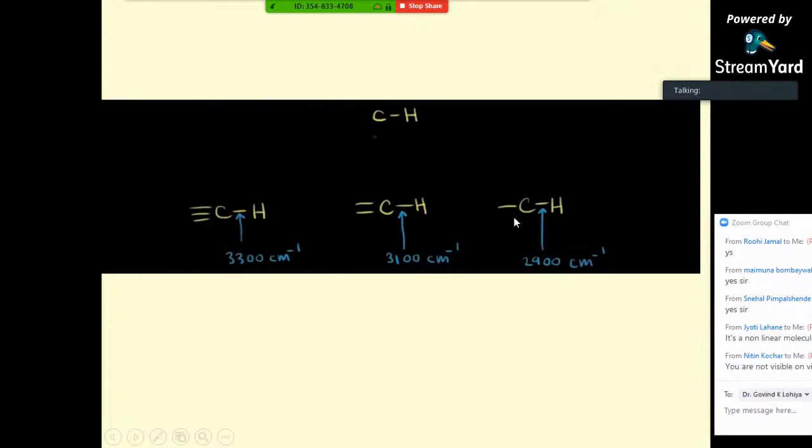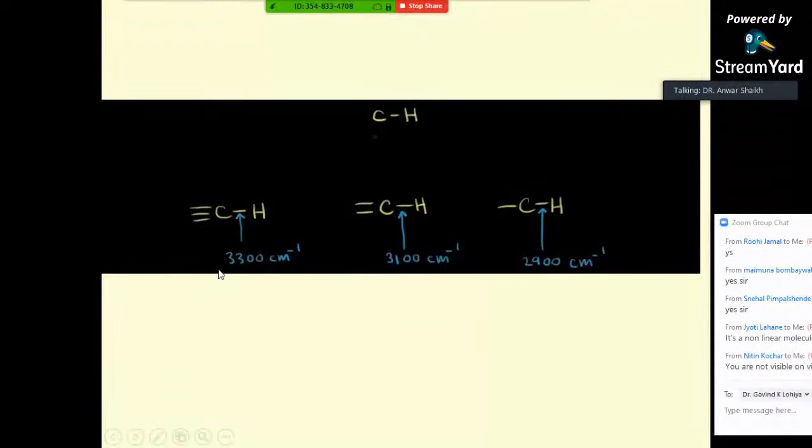You can take any molecule in nature, from benzene to cyclohexane to more complicated natural compounds, and you will find at least a CH bond in that molecule. That CH may be connected to a single bonded carbon, or to a double bonded or triple bonded carbon.